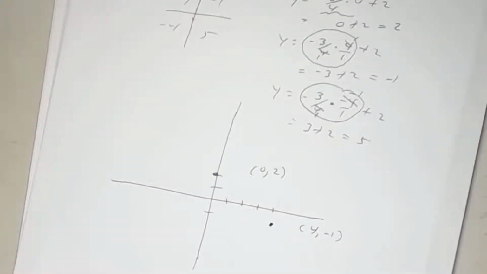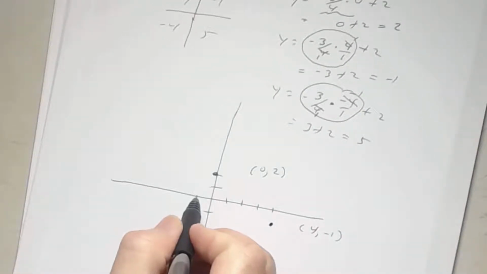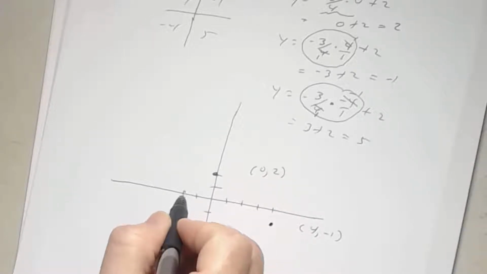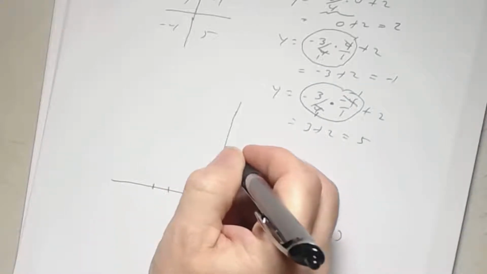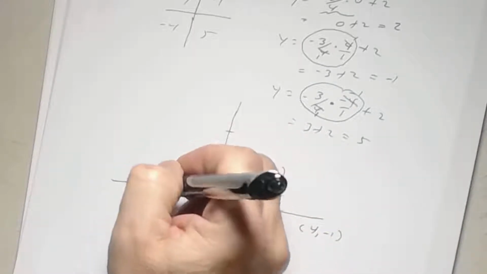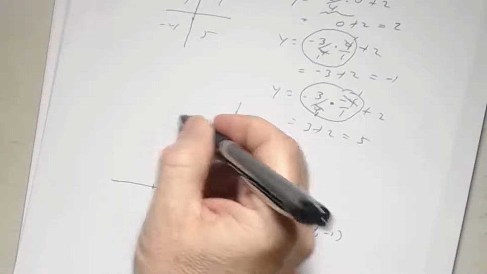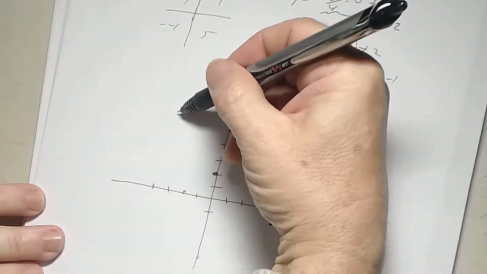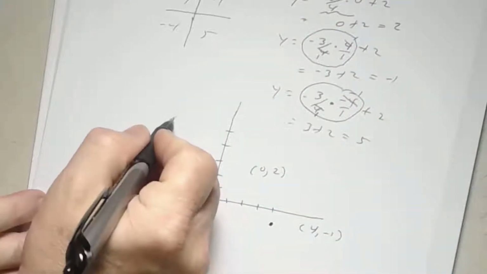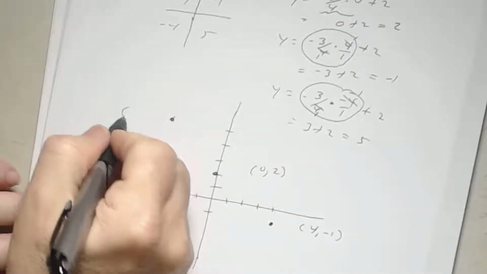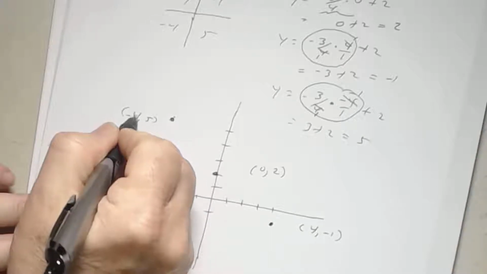And (-4, 5) is in what quadrant? 2. Quadrant 2, so 1, 2, 3, 4. I'm not scaling it very well. But let's say it's right here. All right, so there's the point (-4, 5).